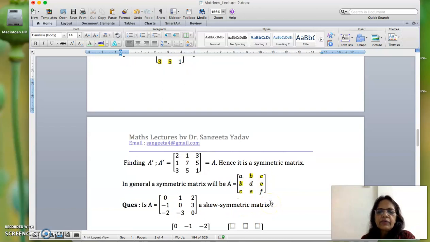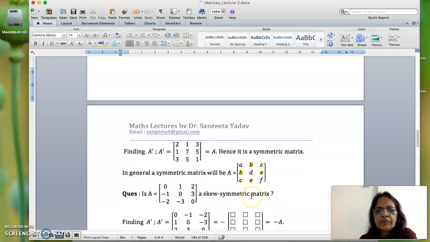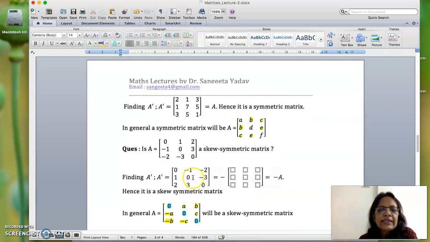So suppose if you get a question, give an example of a symmetric matrix. So you know how to do it. Any numbers you can take, diagonal something different. These three elements written in this form. Clear? Now this question next is check whether this is a skew symmetric matrix.